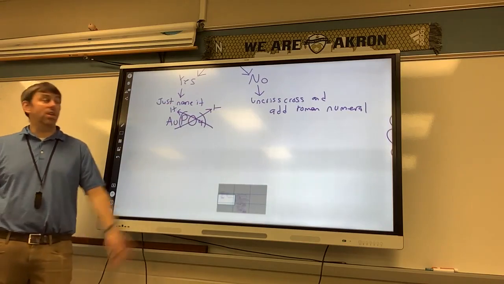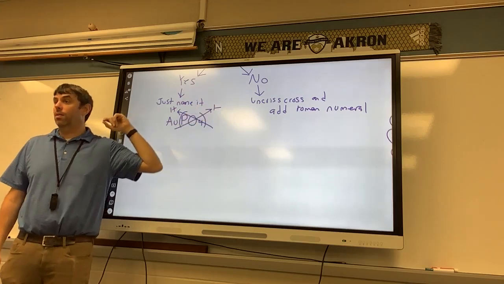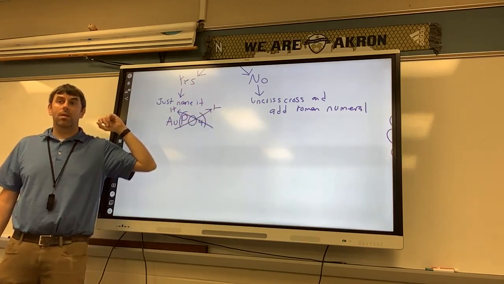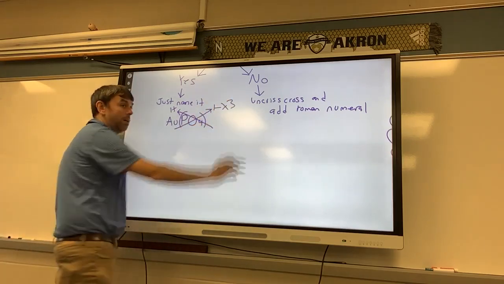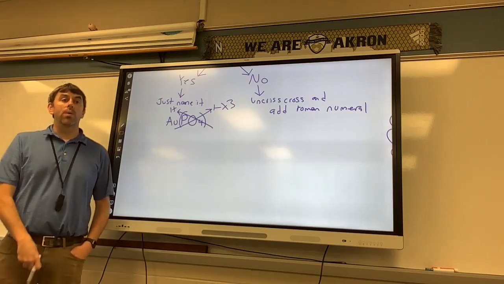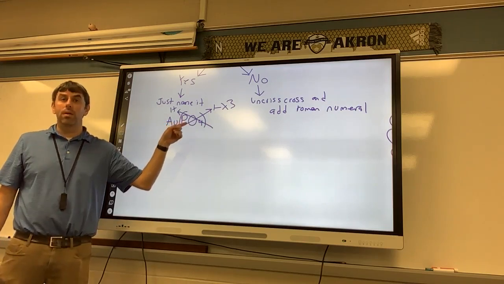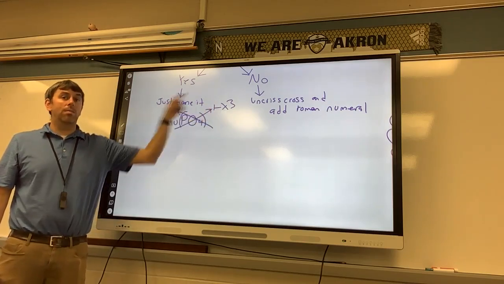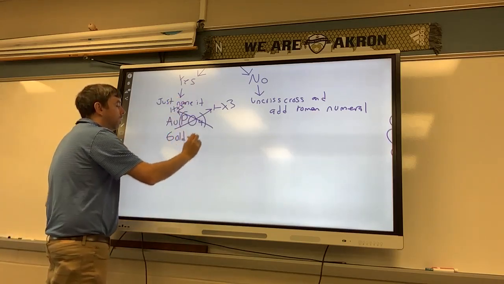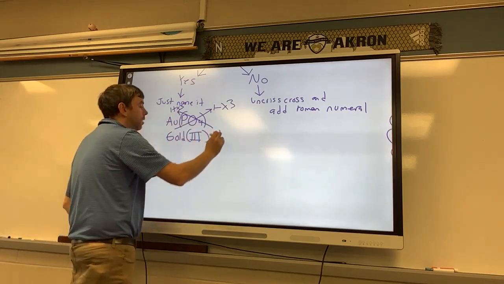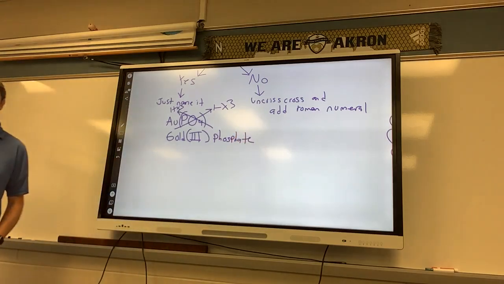After I uncrisscross, what do I have to check? The charge. Is PO4 a minus 1? No, it's -3. So I have to multiply it by 3. You just go to PO4 to find the charge. If I multiply this by 3, I have to multiply gold by 3. So the name is gold(III) phosphate.